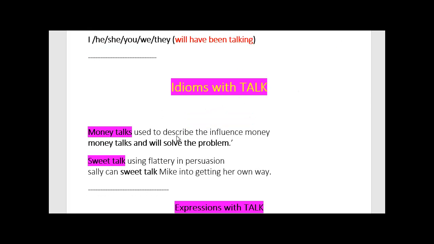So we say money talks, which is used to describe the influence of money. Of course, you can solve most problems with money, okay? Money talks, and we'll solve the problem. And sweet talk is using flattery in persuasion. So if you sweet talk someone, you can persuade him easily, or flatter him. Sally can sweet talk Mike into getting her own way. So to agree with your request if you need something from someone.